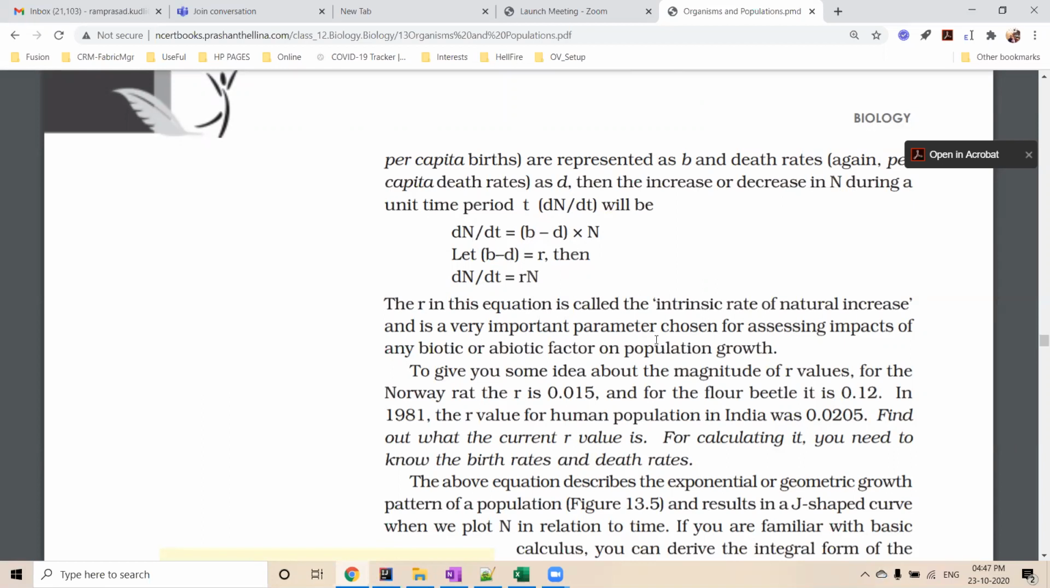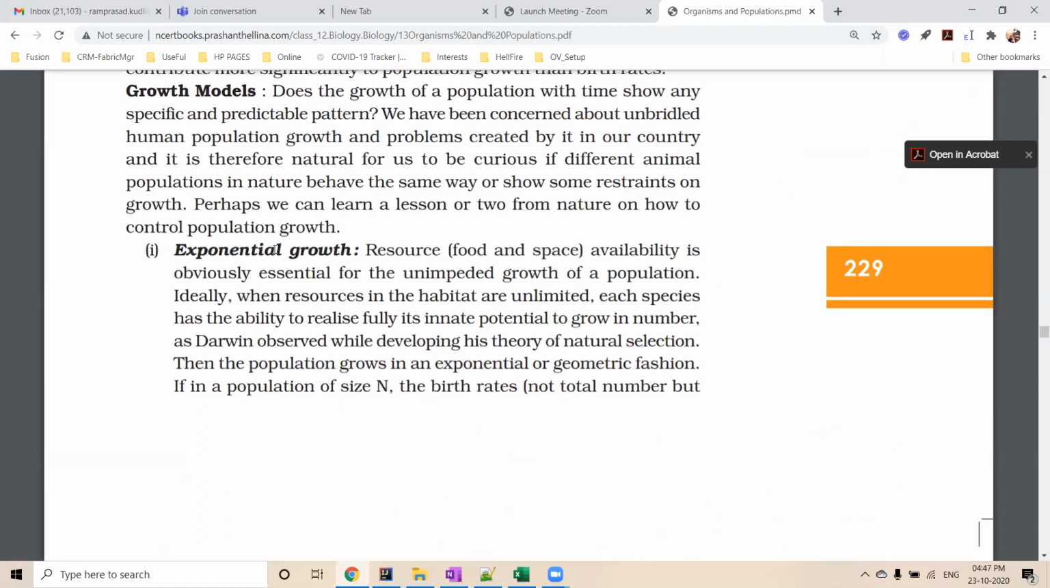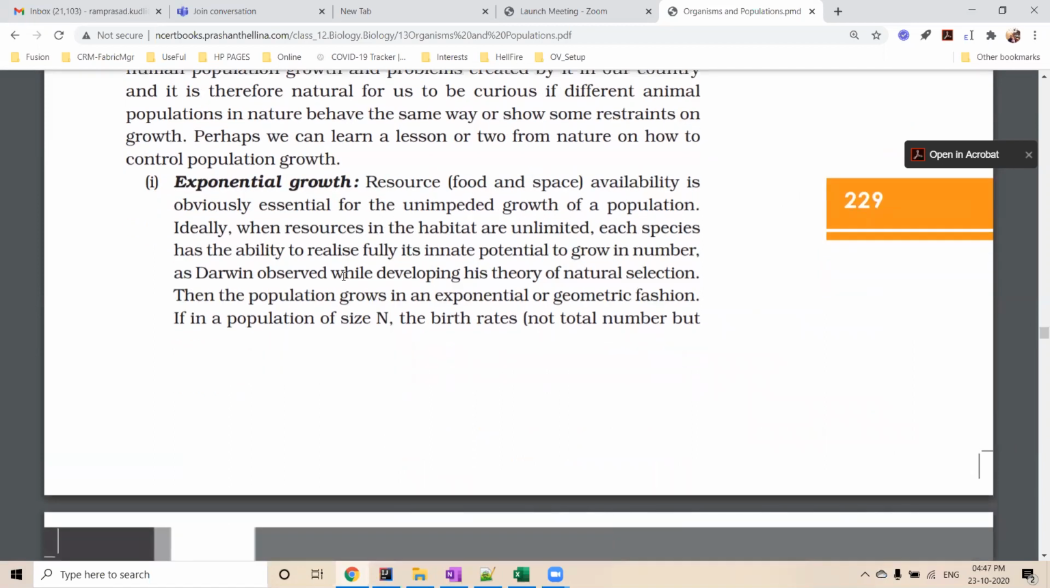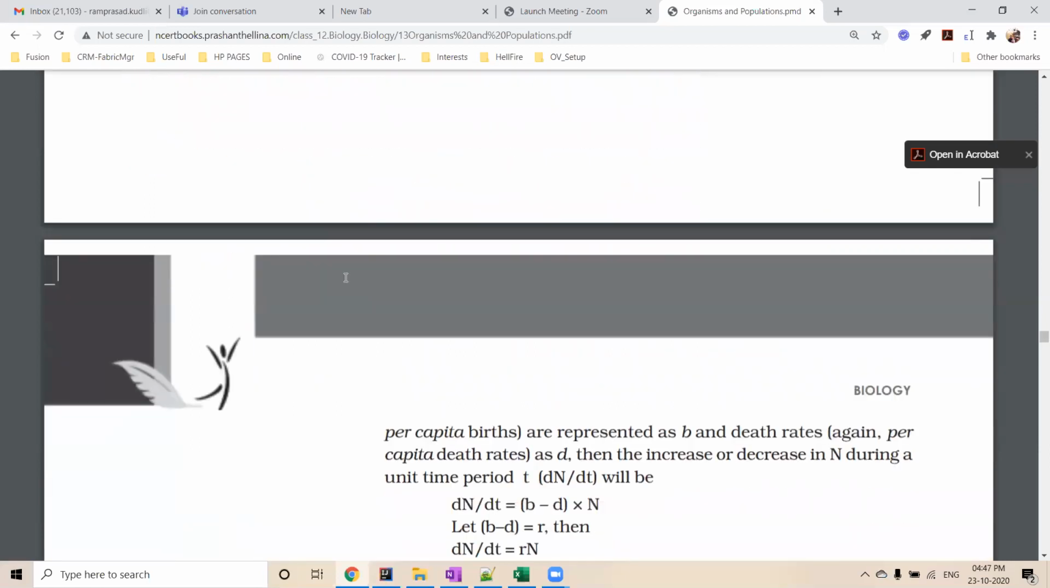This is a very important parameter chosen for assessing the impacts of any biotic or abiotic factor on population growth. So we are studying exponential growth. Here population size will increase rapidly. It will increase exponentially. So exponentially means 2 squared is 4, then 2 cubed is 8, then 2 to the power 4 is 16, 2 to the power 5 is 32. Like that, exponentially it will increase.